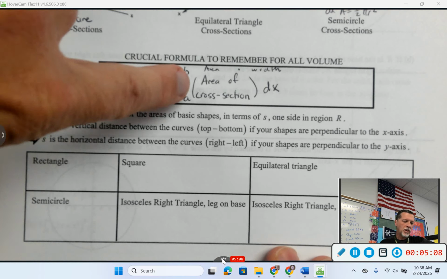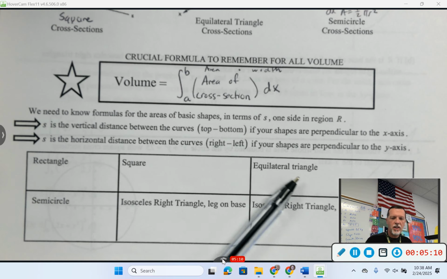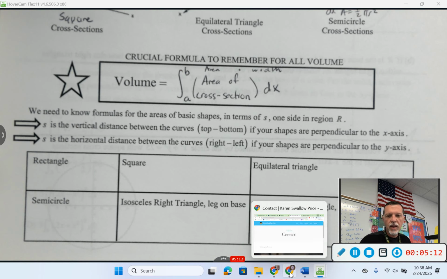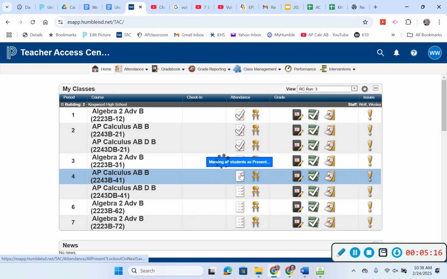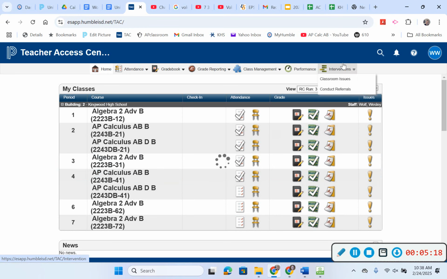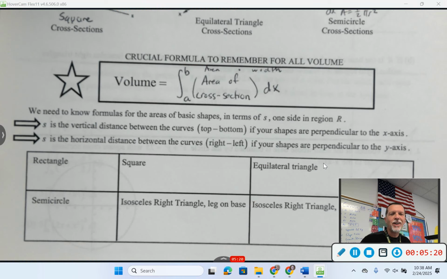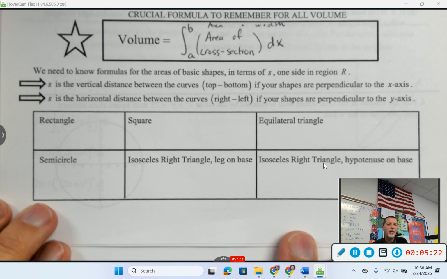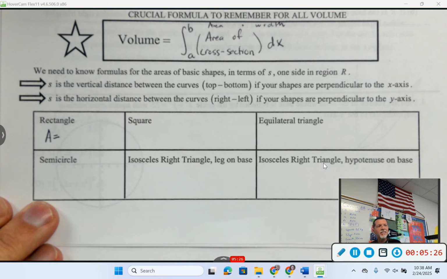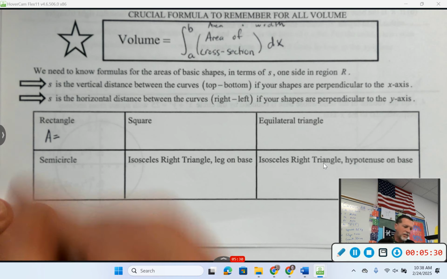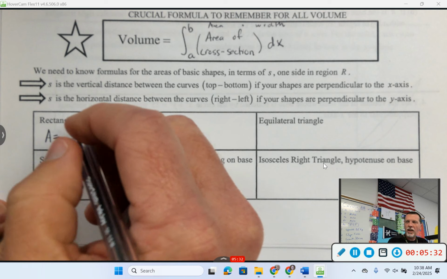So we'll spend a couple of minutes reviewing the area formulas. I'll go back and fix all those later. I pick on people for this. What's the area of a rectangle? Base times height, base times width, length times height, whatever you want to call it.